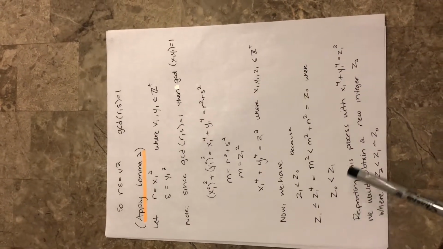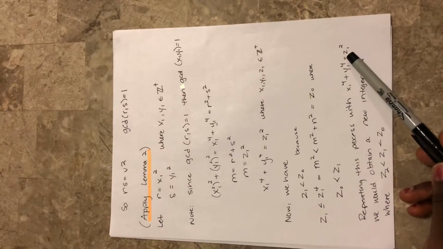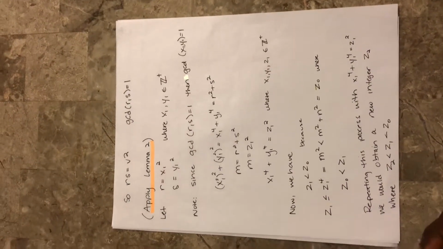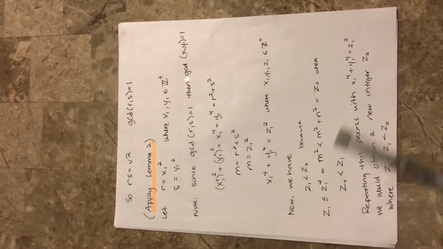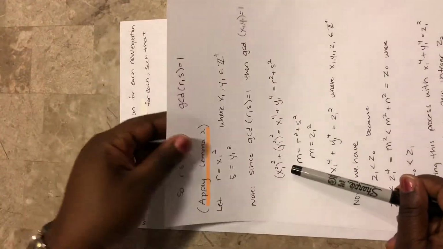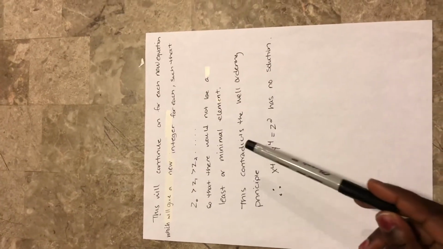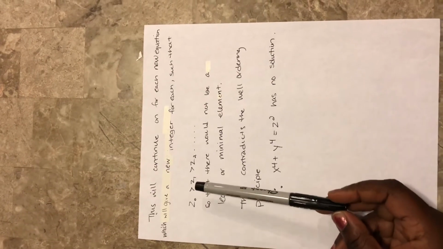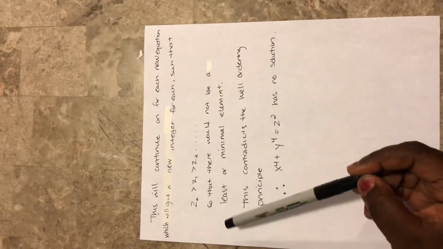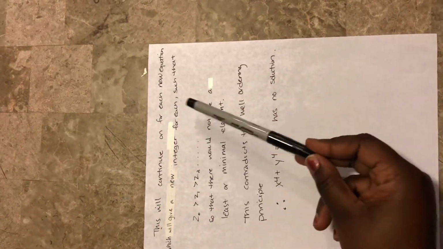Now, if we continue to repeat this process with x sub 1 to the 4th plus y sub 1 to the 4th equal to z sub 1 squared, we would create a new integer, z sub 2, which would be less than z sub 1, which also would be less than z sub 0. This is a process that can be continued indefinitely. For each new equation, it will give you a new integer which is less than the one prior to it. So there would not be a minimal or least element to this, as we continually produce new integers.